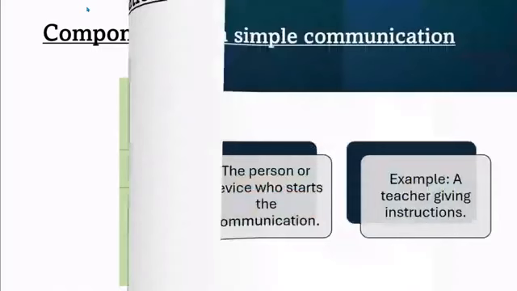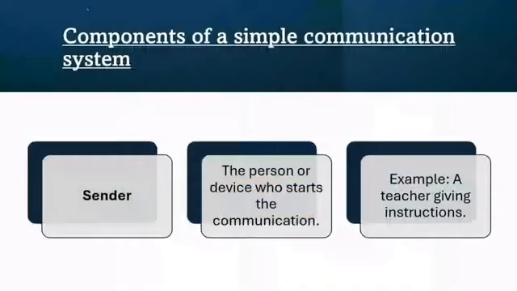So let's look at these components one by one. The first one being sender. So this is the person or device who starts the communication. The sender can either be a person or a device. In the case of the sender being a device, it can be that you're sending something from the computer to the printer. So you want to print a document and you're sending it from the computer to the printer. In this case, the computer would be the sender and the printer would be the receiver. If it's a case where it's a person, we can give the example of a teacher giving instruction.